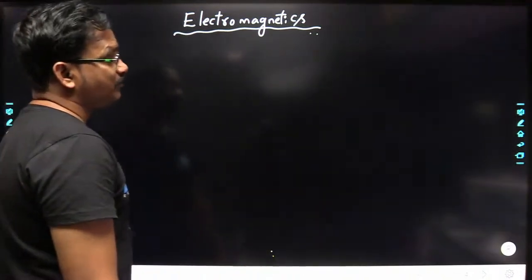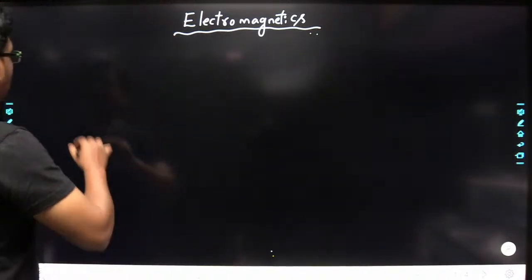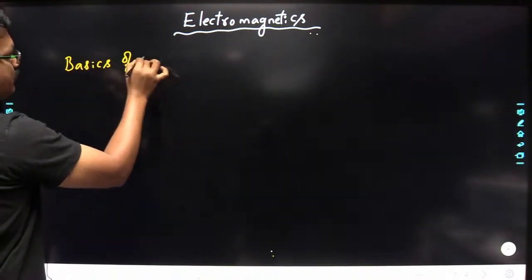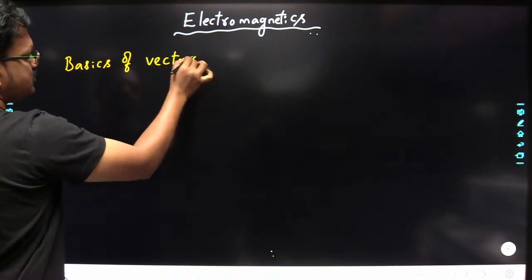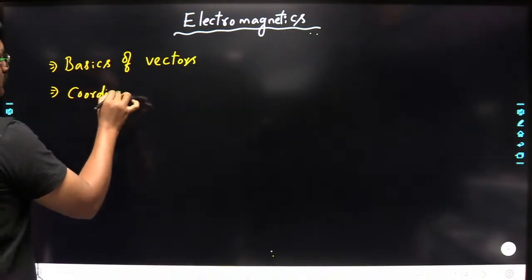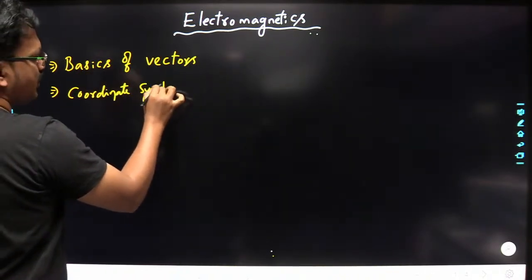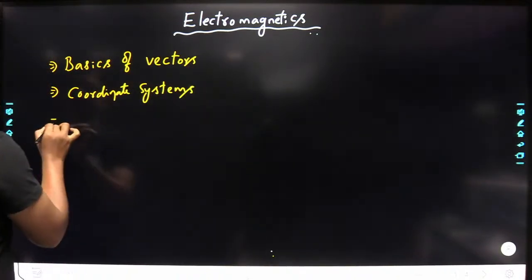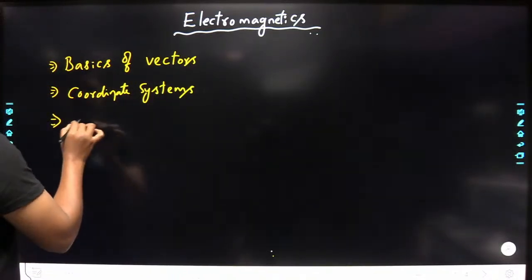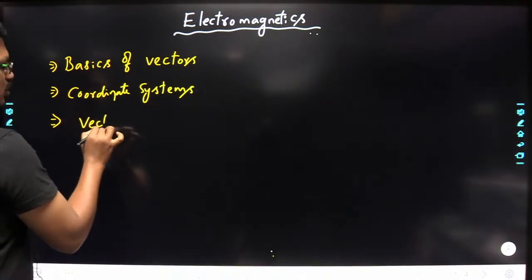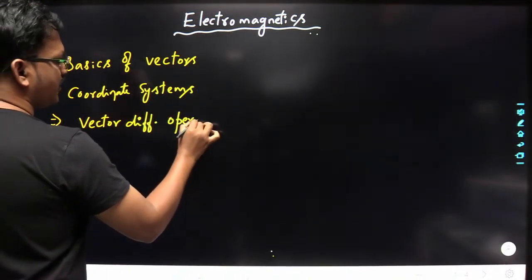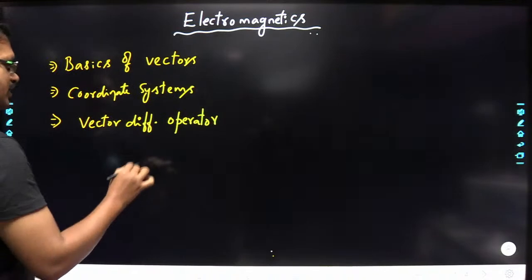So up till now, what have we studied? We have seen basics of vectors, and we have studied coordinate systems. After that, I started with the vector differential operator.